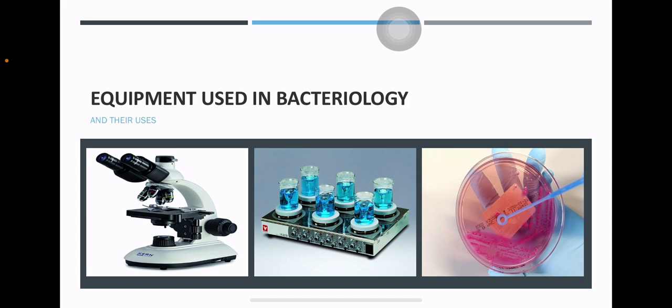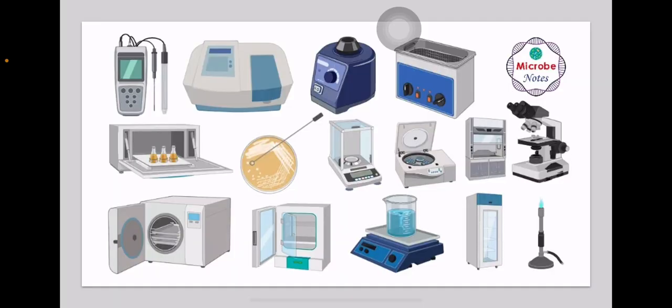So shown here in the picture are the different equipment used in bacteriology. So you have the microscope, you have your hot plate, as well as the disposable petri dish and the disposable wire loop. Next, aside from those mentioned, we also have the following. So you have your water bath, microscope, the biosafety cabinet, Bunsen burner, etc.